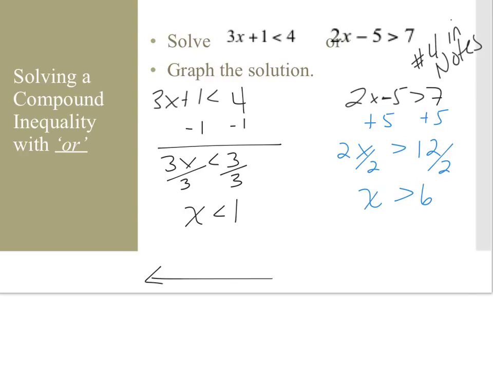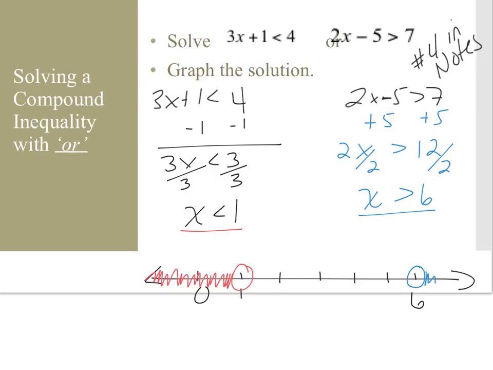So looking at our graph here, we can have a 0, 1, 2, 3, 4, 5, and a 6. For x is less than 1, we're going to have an open circle at 1, and we're going to shade to the left. For x is greater than 6, we're going to have an open circle at 6, and we're going to shade to the right. There's no intersection here. So this is a union of two equations is a solution. So our solution can fall anywhere in this grouping as well as those that are larger than 6. And maybe a better word than grouping would be set.